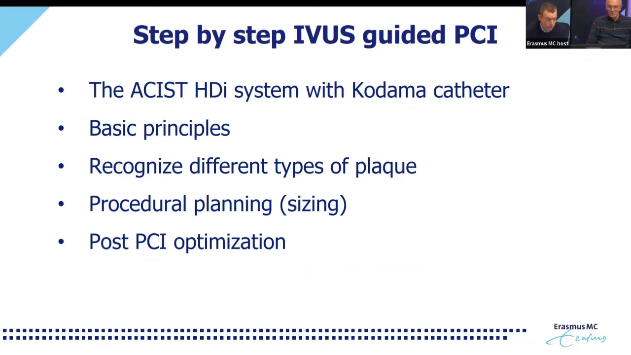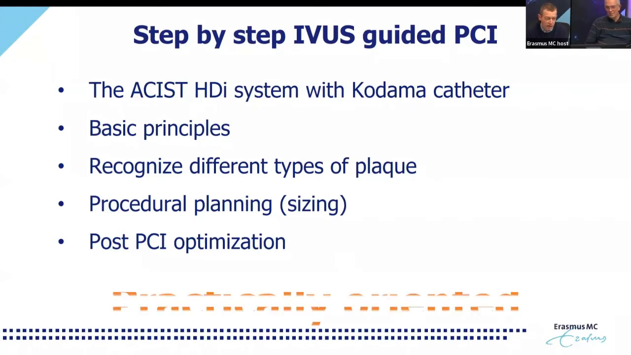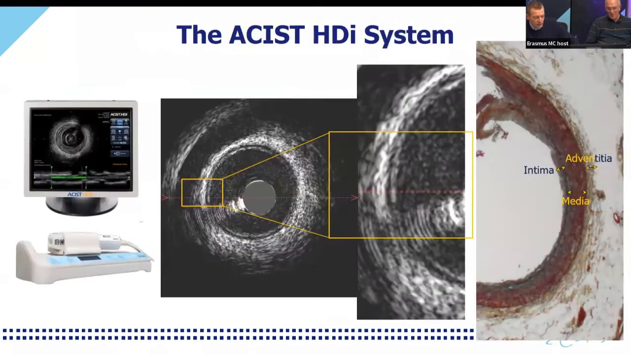We will try to address all of your questions. The concept of this course is to provide you with a step-by-step IVUS guide to learn how to use IVUS in your routine clinical practice with the ACIST HDI IVUS system and the Kodama catheter. We will focus on basic principles, recognizing different types of plaques, procedural planning, and post-procedural guidance, in a course that is very practically oriented. For those of you who are new to the course or dialing in for the first time, we always start with a very short overview of key basic principles that Jurgen will address.